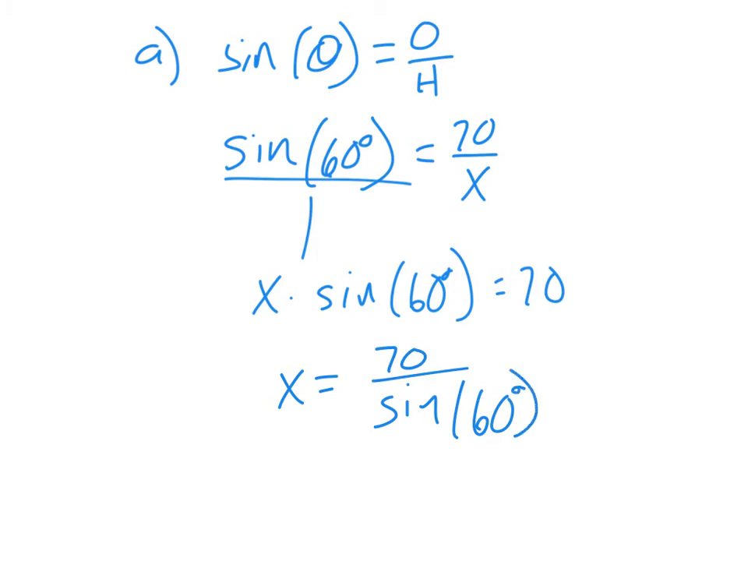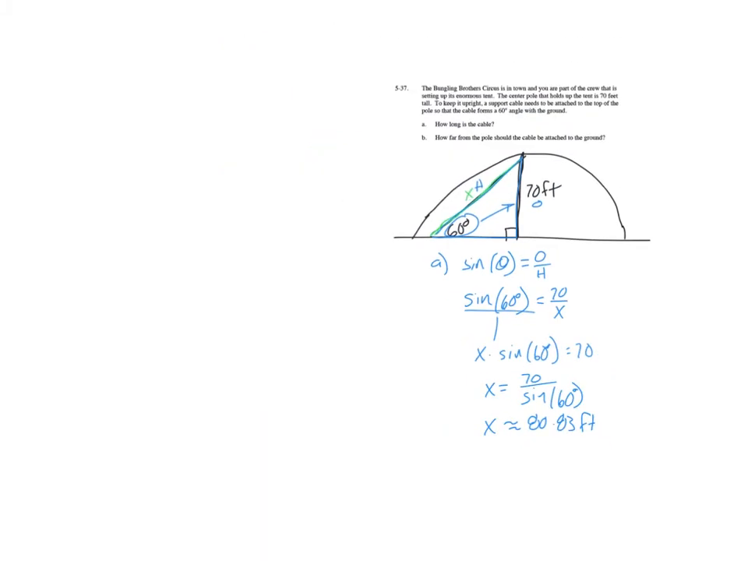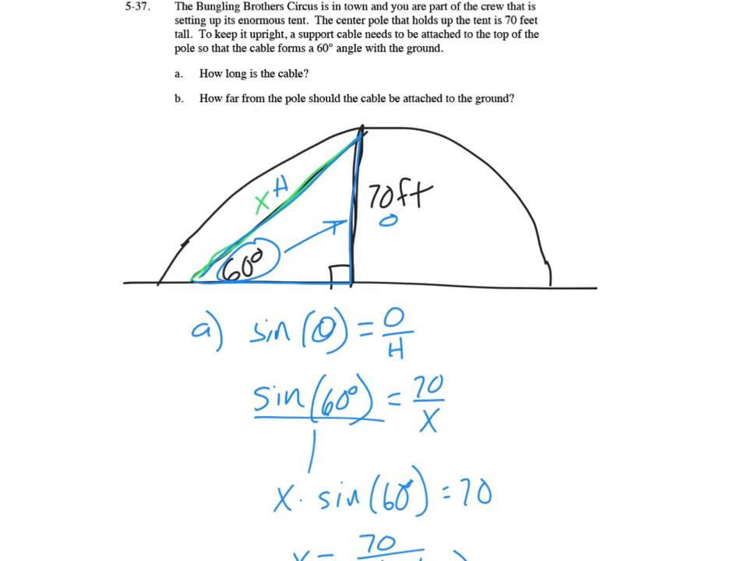And typing that into my calculator, I'm going to get that x is approximately 80.83 feet. There again, 80.83 feet. So that's the length of the cable. And so then the second question says, how far from the pole should the cable be attached to the ground? So essentially, how far is this distance right here?